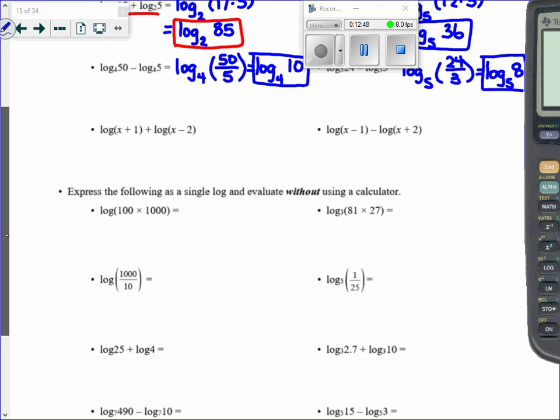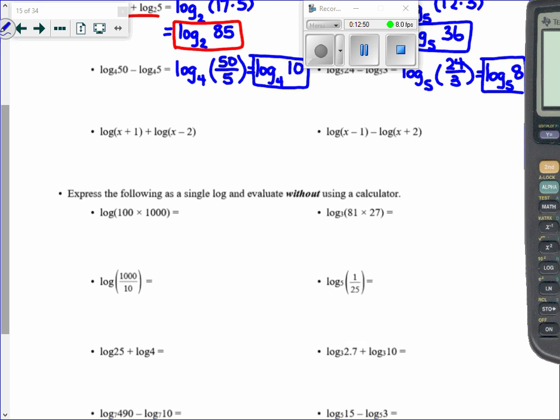Okay, now this one looks a little bit different, but it's the exact same thing. I notice that they are both in the same base. What is the base in this case? There's no number written there as a base. When there's no number written there as a base, it is base 10. That's right. Okay, it is assumed that it is base 10 if there's no base indicated.